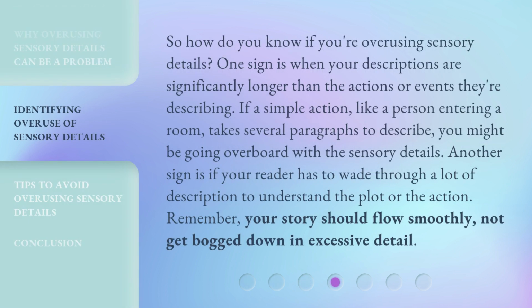So how do you know if you're overusing sensory details? One sign is when your descriptions are significantly longer than the actions or events they're describing. If a simple action, like a person entering a room, takes several paragraphs to describe, you might be going overboard with the sensory details. Another sign is if your reader has to wade through a lot of description to understand the plot or the action. Remember, your story should flow smoothly, not get bogged down in excessive detail.